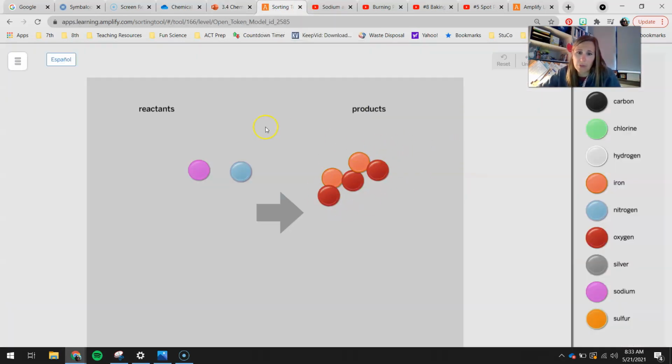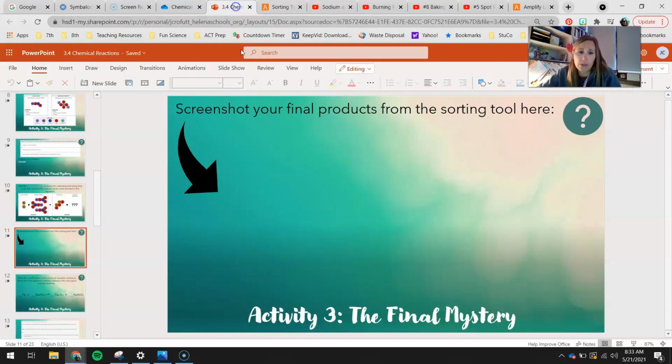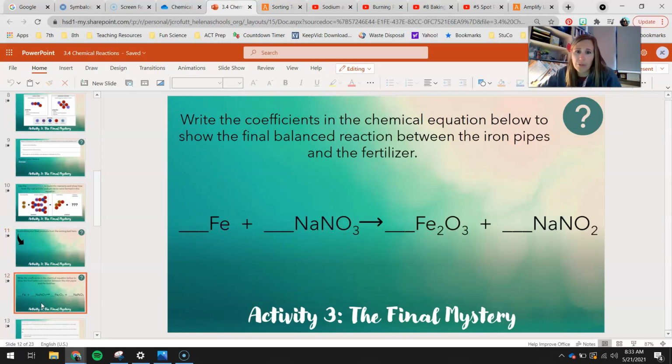And then finally take a screenshot of your final products. We've already started to build the final products. So once you're done with this, take a screenshot of your sorting tool and insert it right there. And then finally, write the coefficients in the balanced equation below to show the final balanced reaction between the iron pipes and the fertilizer. So remember, if you don't write a number there, we're going to assume there's one of them. If there's more, like for instance, we know we used 2 irons, so you would write a 2 in front of there. Make sure you guys use your draw tool.